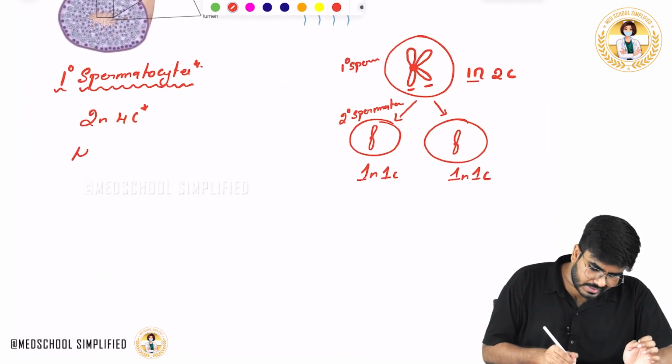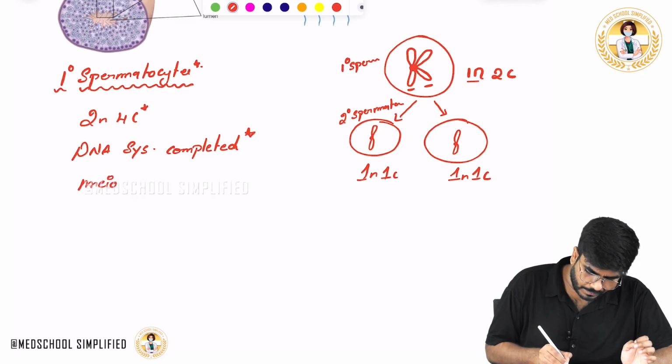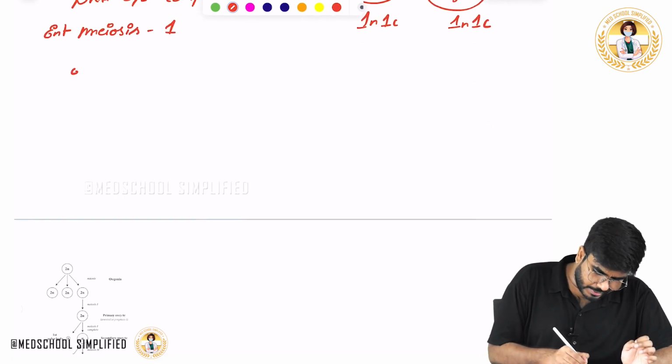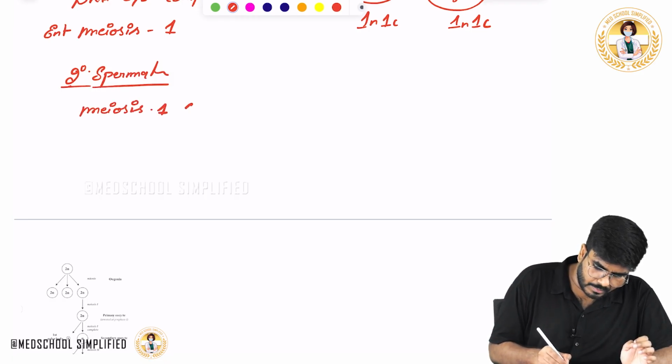Now, in the cells, DNA synthesis is completed. They will enter into meiosis 1. Now, secondary spermatocytes. Secondary spermatocytes complete meiosis 1. Completed.